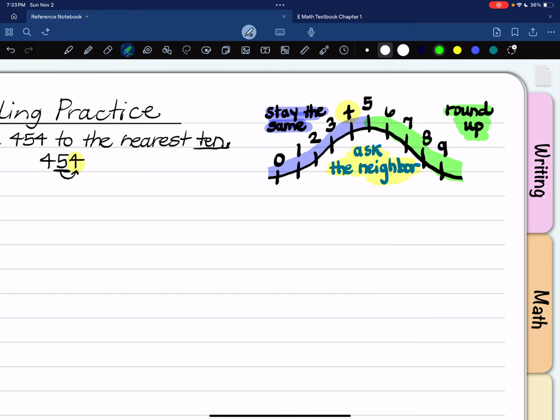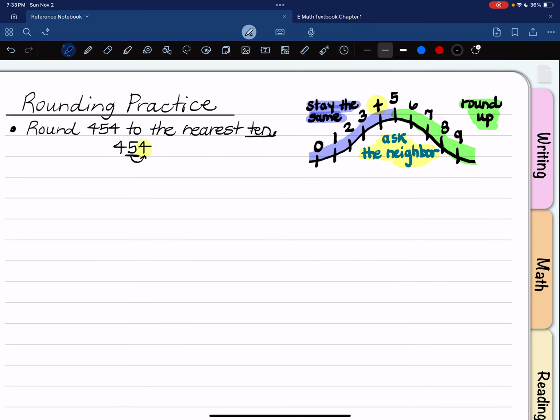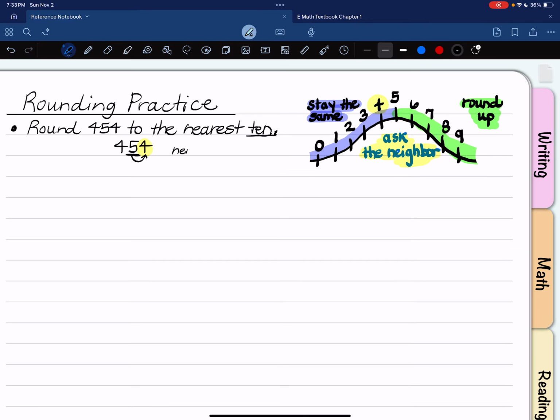So the neighbor is telling me to do what? To stay the same. And for this first few, I'm going to write that. Neighbor says stay. So the 5 that I underlined will stay a 5. The neighbor gets rounded off, and then the 4 in the front doesn't change. So to the nearest 10, the answer is 450.